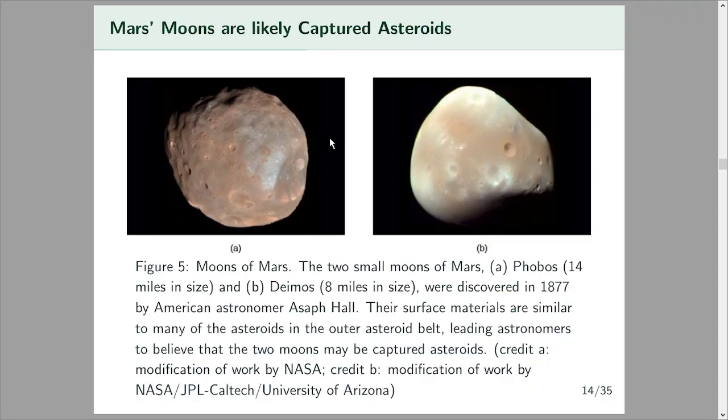These are Mars's moons. It's just a picture of Mars's moons. You can see these guys have pockmarks all over them. They've been hit a bunch of times. A is Phobos, which is the larger one, and B is Deimos. They were discovered in 1877 by an American astronomer.